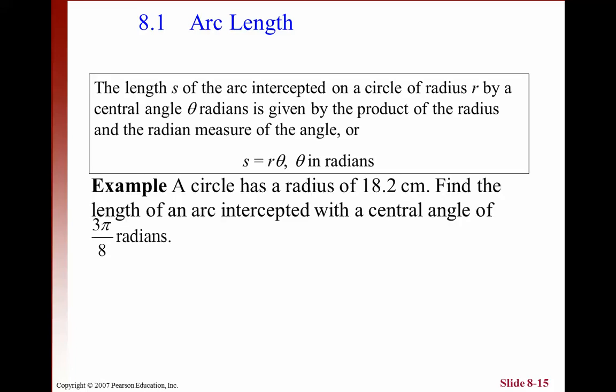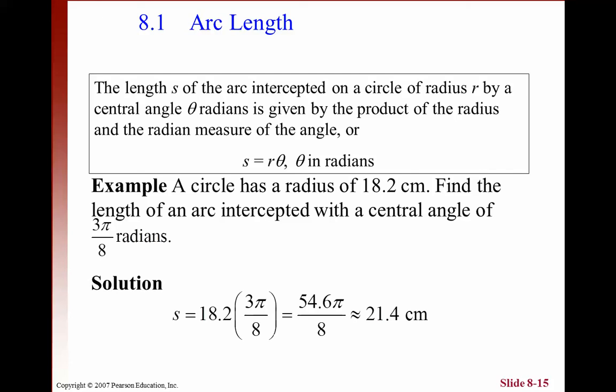Okay, so example: find the arc length of a circle with a radius of 18.2. Find the length of an arc intercepted by a central angle of 3 pi over 8 radians. Okay, so we just multiply those two together. No big deal. You can leave it in terms of pi like this, or you can do the decimal approximation like that. Either way is good with me right now.